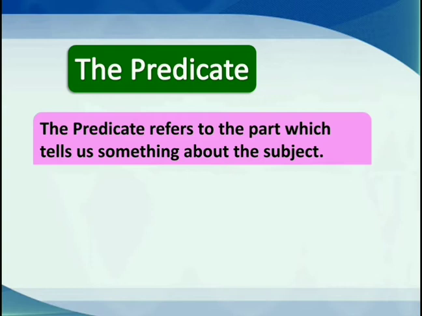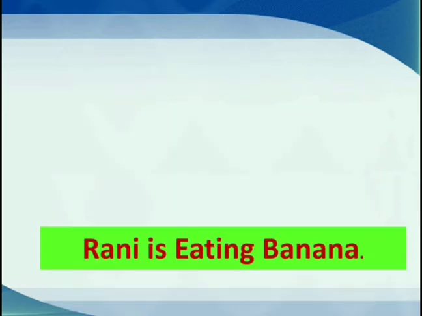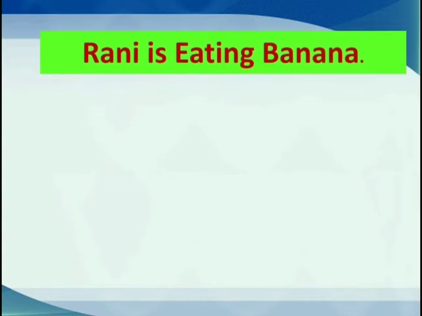Without a predicate, definitely it will not be a complete sentence. Similarly, the predicate is the part that refers to and tells us about the subject, and the predicate contains the verb. A verb is an action denoting word. Let us look at the example, students. Rani is eating banana.